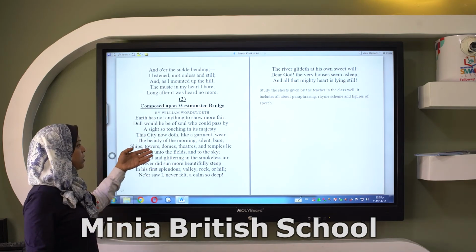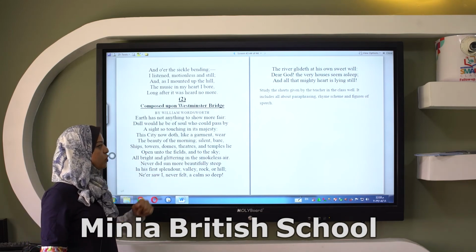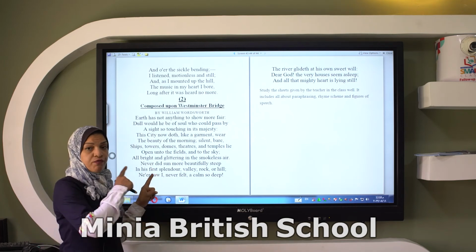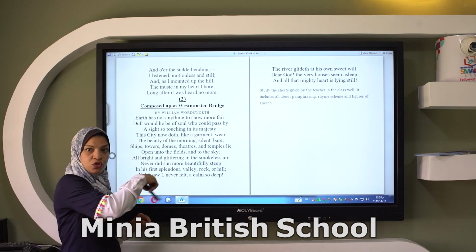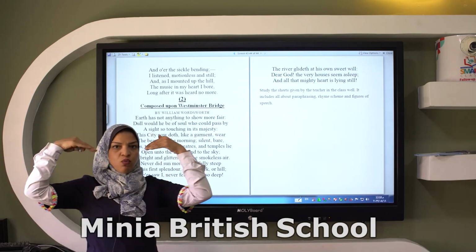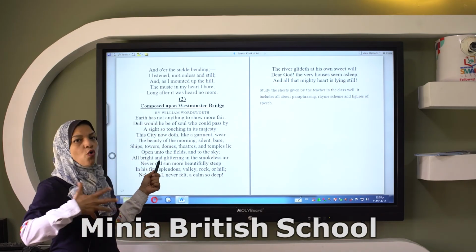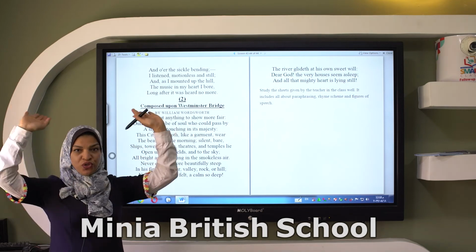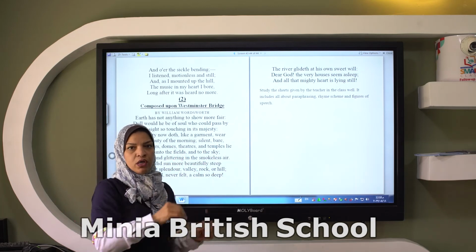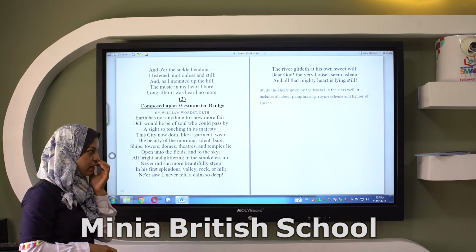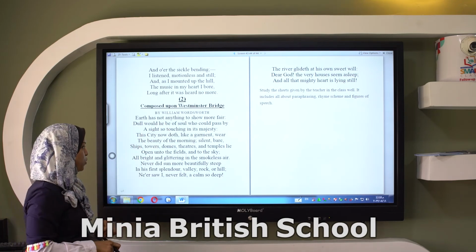Ships, towers, domes, theatres, and temples lie open unto the fields and to the sky. So he's telling us that all the features of the city, including the ships, the towers, the domes, that he was looking at, what did these features do? They were opened into the fields and to the sky. So he was just trying to give details about the view in front of him while he was looking at the city of London, while he was on the Westminster Bridge.